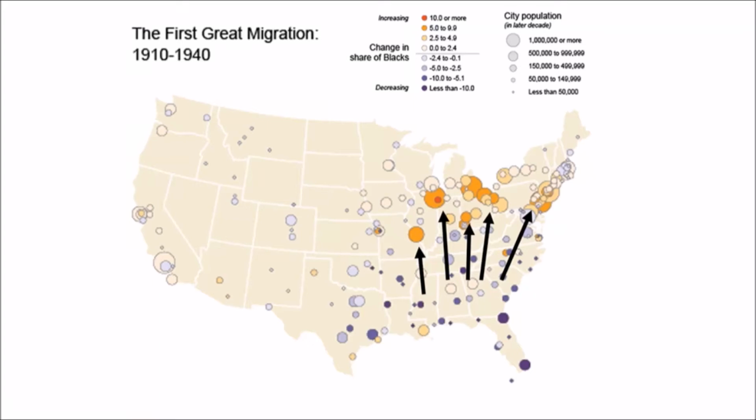We've already detailed the forced and mass migration of Africans to the United States for slavery purposes, but after the Civil War, when slavery was ended, you saw a mass migration that was voluntary of African Americans moving to the industrial north, represented by those arrows, but also those orange circles, which shows increasing population.